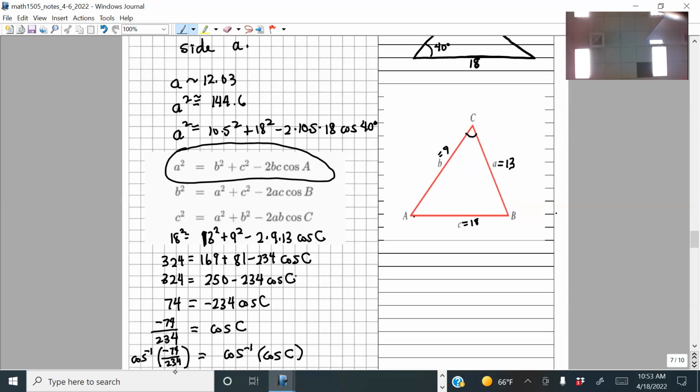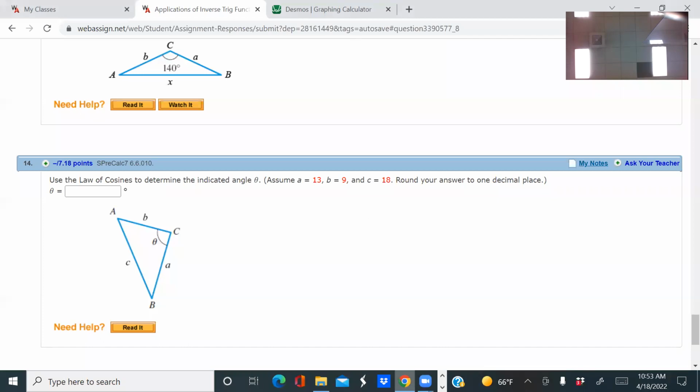So what do you get? 108.4? So there we go. C is approximately 108.4 degrees. I think in the homework it wants more decimal places than that, however. Oh, just one is enough? Yay, all right. So what'd you say there?